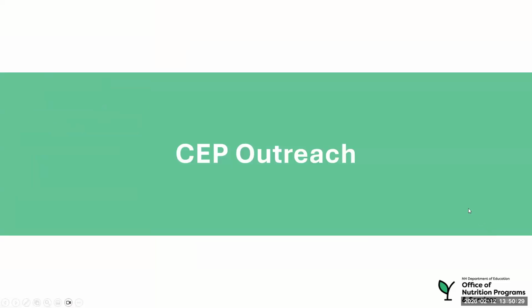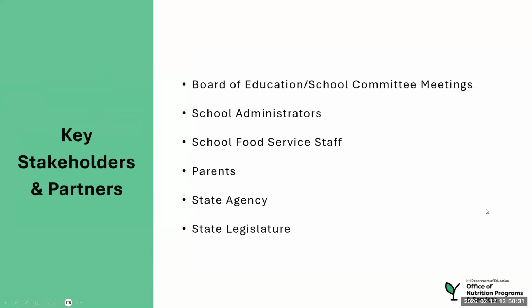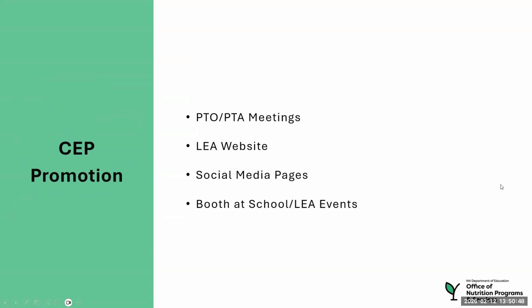So CEP outreach. So here are some key stakeholders and partners. So your Board of Education, your school committee meetings, your school administrators, your school food service staff, any parents, state agencies, and then your state legislator as well. So how to promote CEP, you can promote through PTO or PTA meetings, on your website, any social media pages that your district has, and then any booths at school events, you can always promote CEP as well.